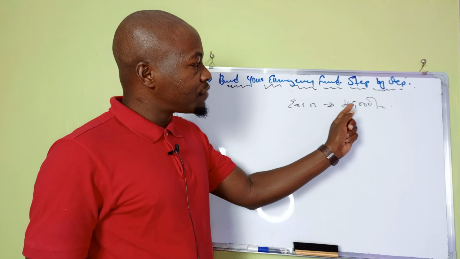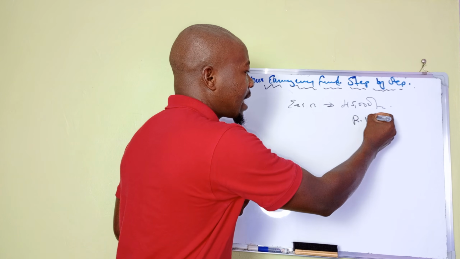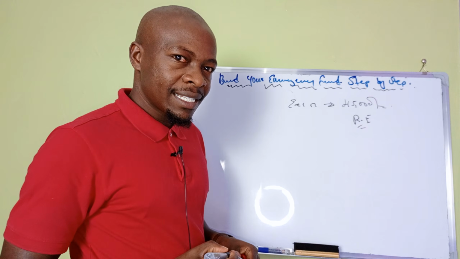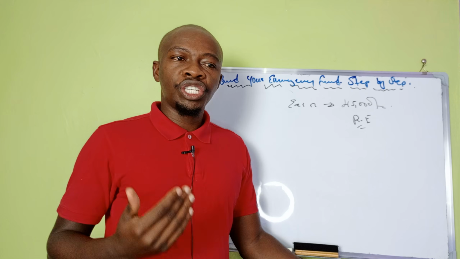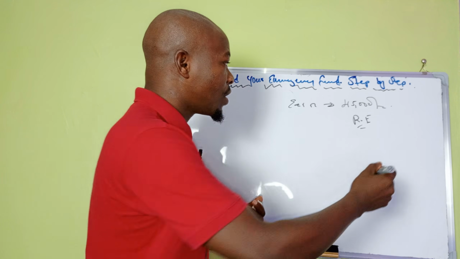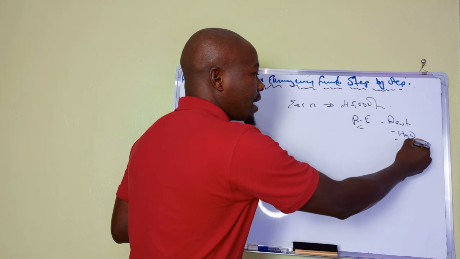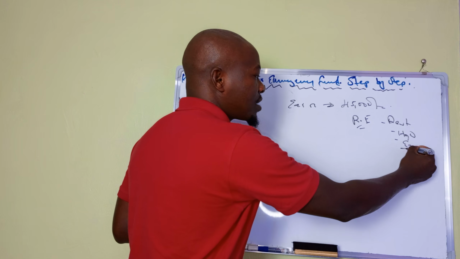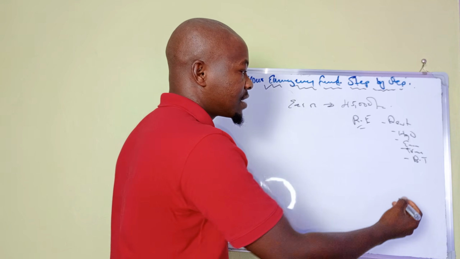Now, out of this 45,000 that you make, there is something called recurrent expenditure. What are recurrent expenditures? They simply mean those things that you cannot shake off, that each and every month you must use. For example, you have your rent, your water, your electricity, your transport, and your black tax in Africa, which is quite a serious thing.